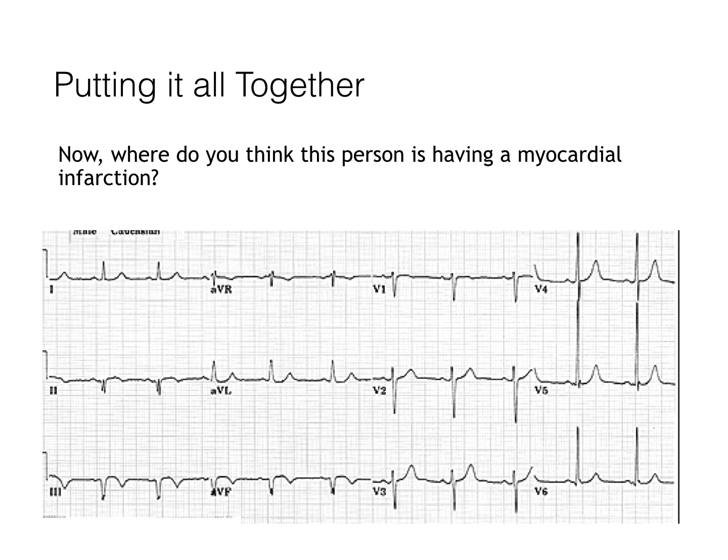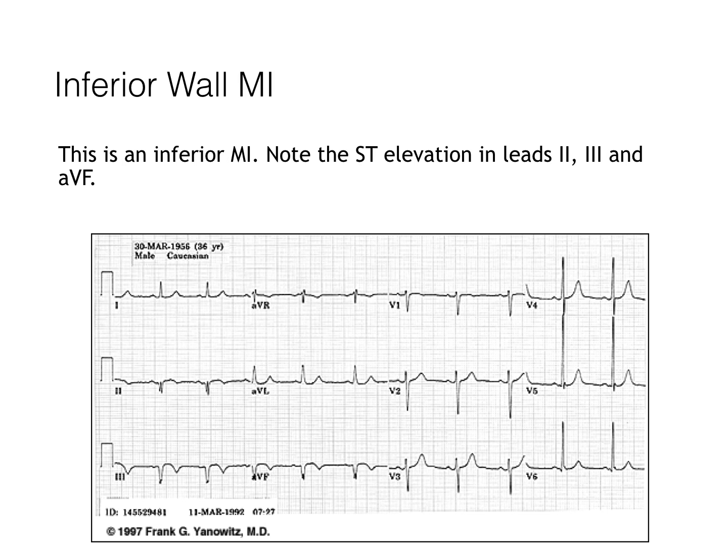Now, where do you think this person is having a myocardial infarction? Yes, this is inferior wall MI. Note the ST elevation in leads second, third and AVF, which represent the inferior part of the heart. Here you can easily see the ST elevation.